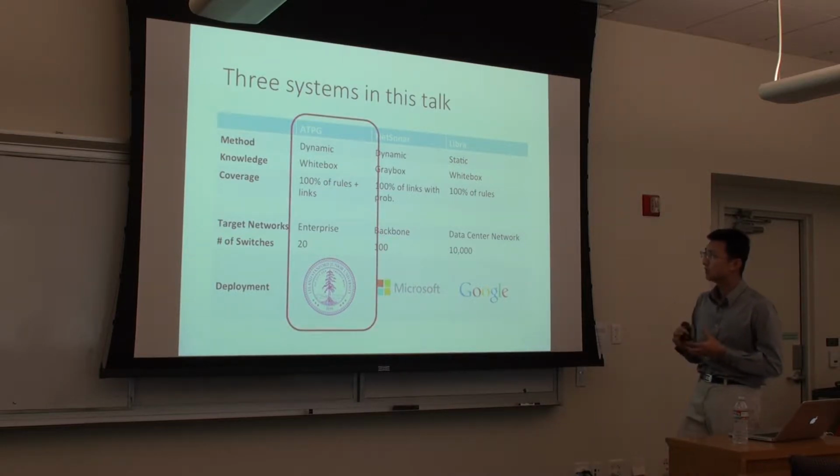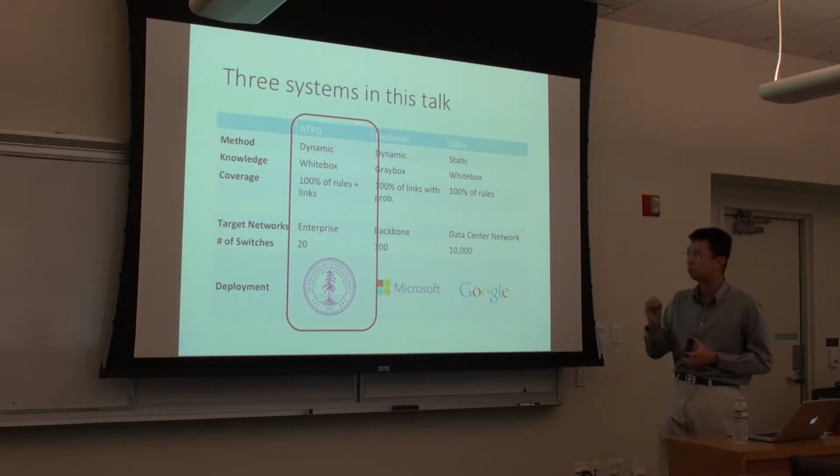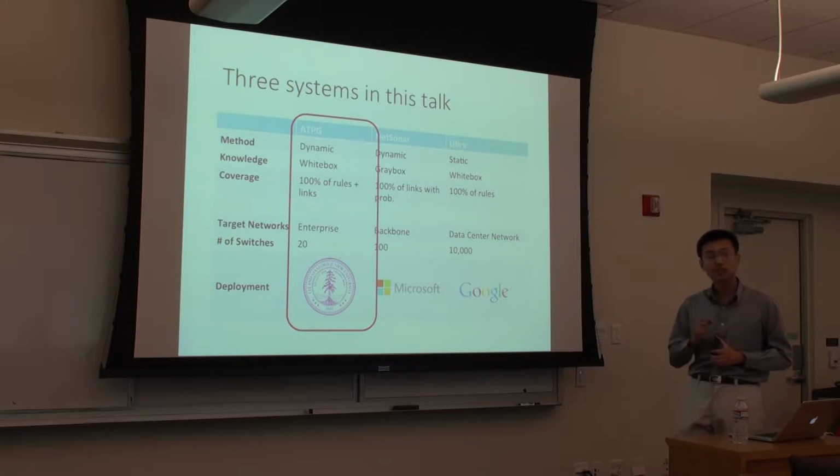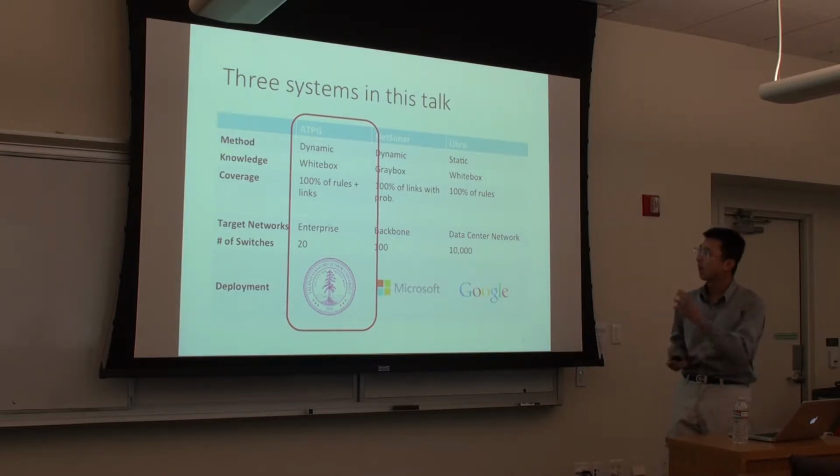First, I will describe ATPG, which is a dynamic white box tester that covers 100% of rules and links. ATPG is designed for enterprise networks consisting of roughly 20 switches. And I will show the deployment result of ATPG on the Stanford network.